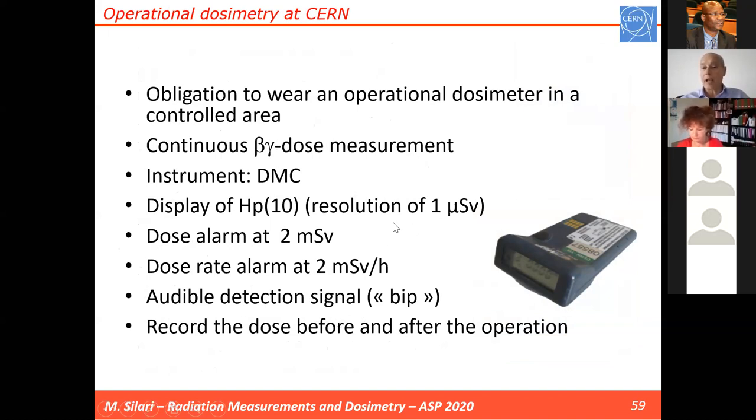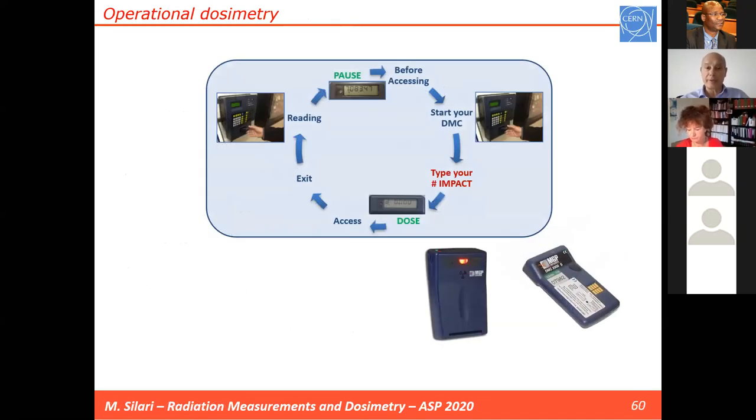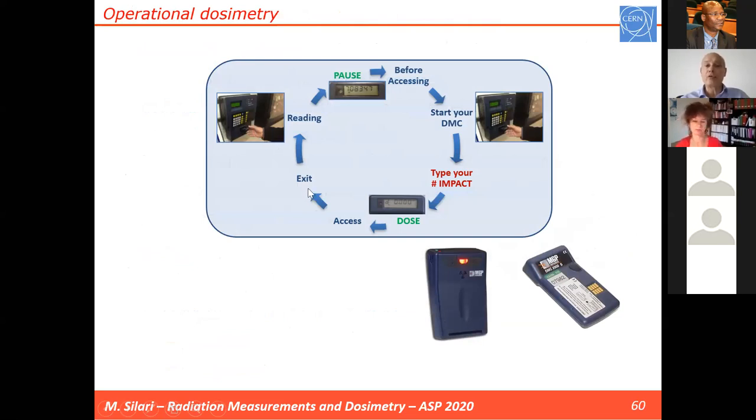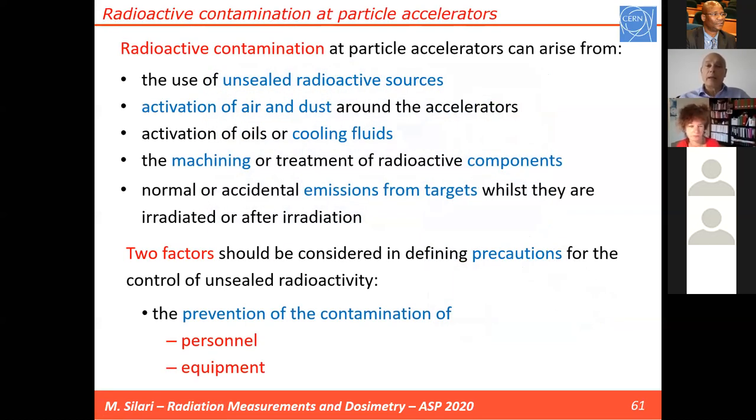And so you can record the dose before or after the operation to know the integral dose that you have received. So typically, when you enter a control area, you have to start your dosimeter: you put it in a reader and type a code which is linked to the intervention you're doing. So the dose you receive is actually linked to the type of intervention. I don't know if the vacuum group was intervening on the vacuum system, or the magnet group was intervening on, you know, a faulty magnet. Then you access, and when you go out, you read again, and the dose is integrated into the database. This is for external exposure.